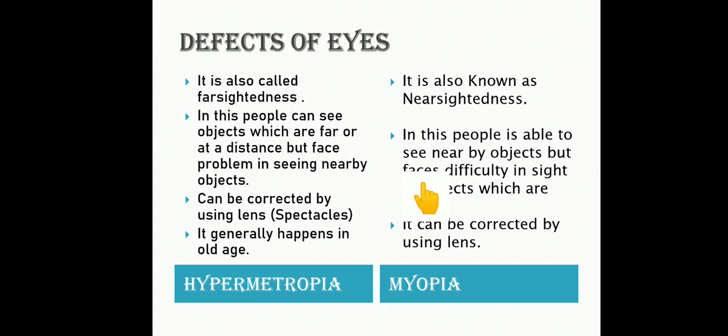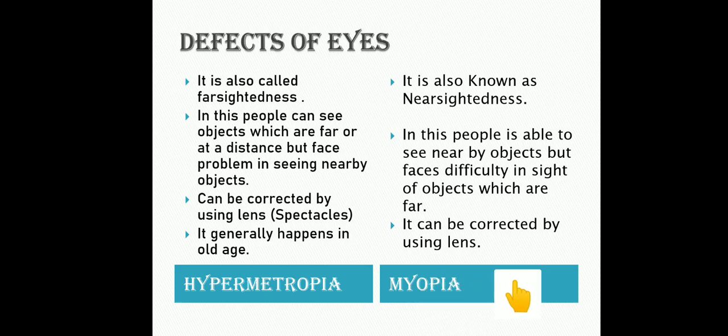What are the different eye defects? There are two types of defects: hypermetropia and myopia. Hypermetropia is also known as far-sightedness. In this, people are able to see distant objects, but they face problems in seeing nearby objects, for example in reading books. That can be corrected by using lenses, and it generally happens in old age.